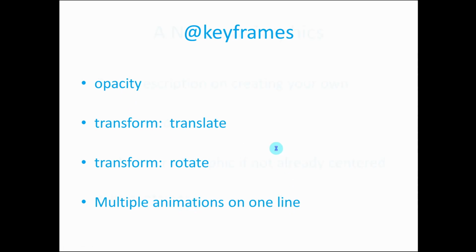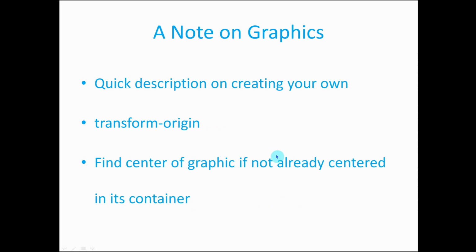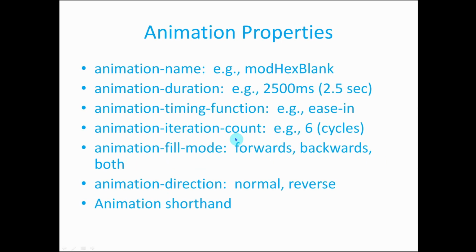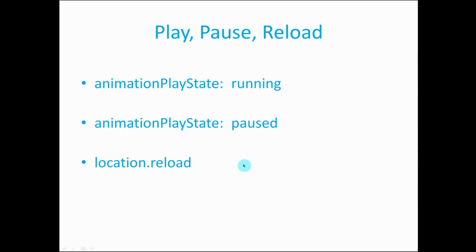on one line, a note on graphics, how I created mine, transform origin, how it works, find the center of a graphic if it's not already centered in its container, animation properties like animation duration and iteration count, how many cycles it's going to run, and finally, animation play state is a property that lets you pause and play an animation while it's running, and location reload is the same as hitting the refresh button.